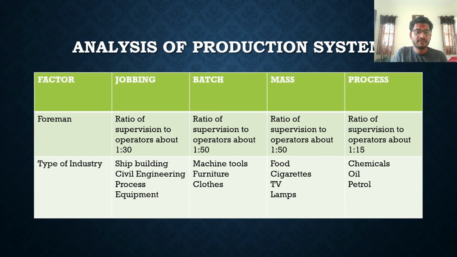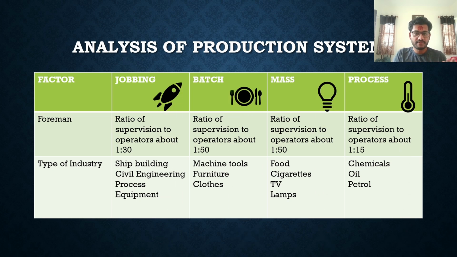And the last parameter, the ratio of foreman supervision to the operators: for jobbing it is 1:30, 1:50 in batch, 1:50 in mass, 1:15 in process. So you see it goes on reducing. Now looking at the type of industry, jobbing, as I mentioned, is shipping, civil. Batching has machine tools, furniture, clothes. Mass has food, cigarettes, TV, lamps. And process would be chemicals, oil, petrol and stuff like that. This is how it works. So this was the analogy of the production system.